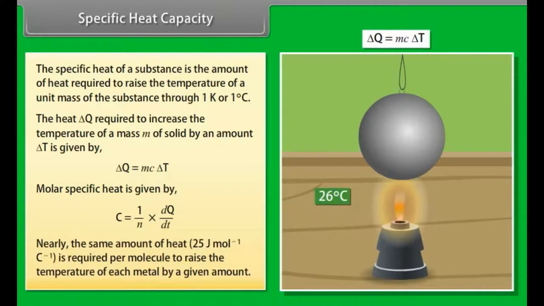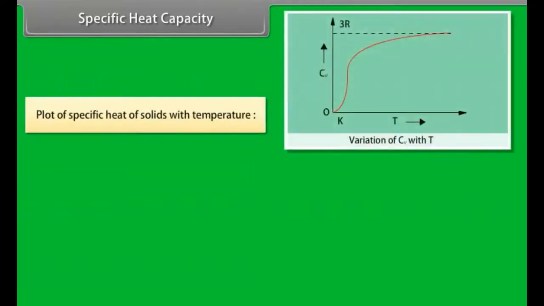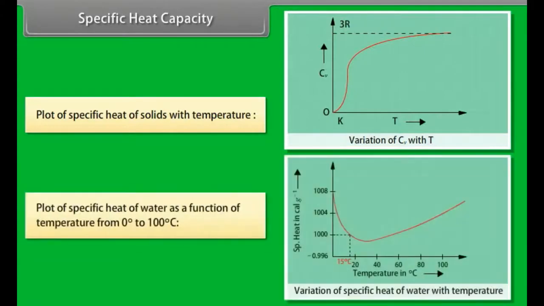Nearly the same amount of heat, 25 joule per mole per degree Celsius, is required per molecule to raise the temperature of each metal by a given amount. Variation of specific heat of solids with temperature is shown in the given graph. The specific heat of water as a function of temperature from 0 degrees to 100 degrees Celsius has been plotted.